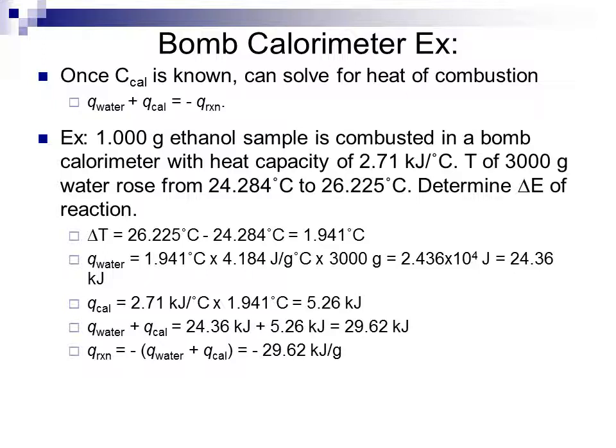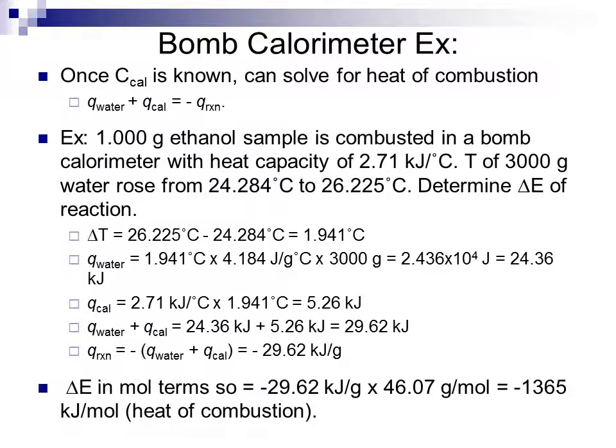The heat of the reaction is the negative of this, thus negative 29.62 kilojoules per gram, because there was a 1 gram sample. The change in internal energy is usually measured in mole terms, so we convert to moles by multiplying our 29.62 kilojoules per gram by the molar mass of 46.07 grams per mole, which gives us negative 1,365 kilojoules per mole as the heat of combustion.